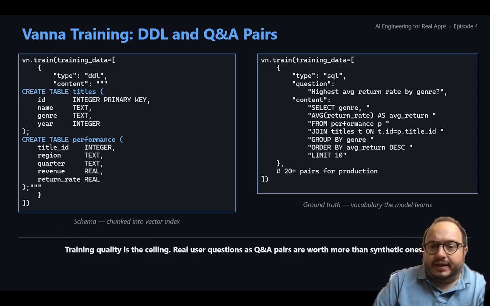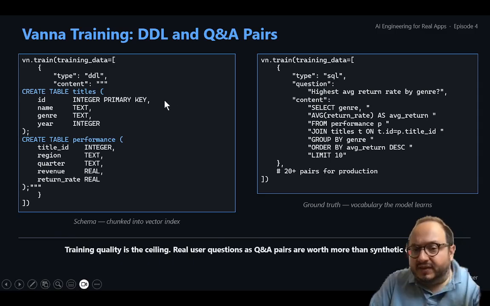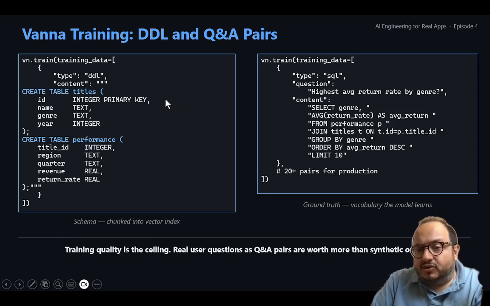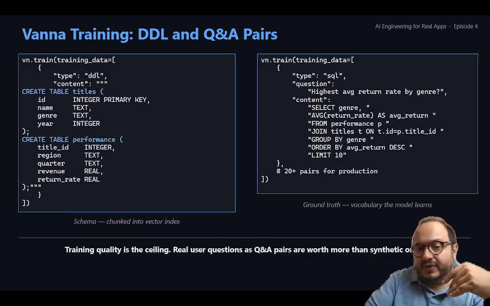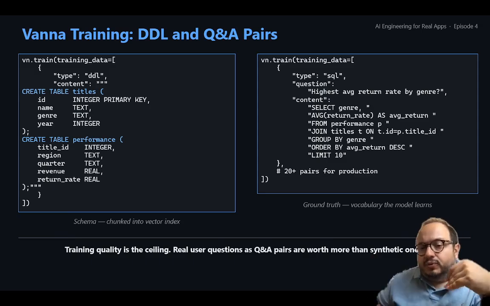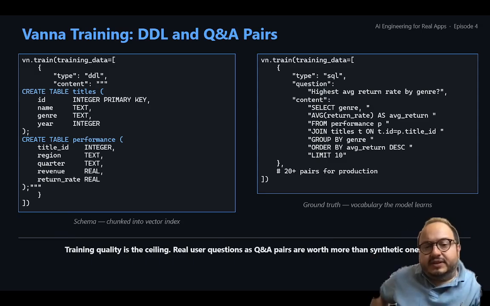You call Vanna train with the type set to DDL, and a string containing your create table statements. Vanna chunks this into a vector index. When a question arrives, Vanna retrieves the most relevant schema fragments. It does not load the full DDL into every prompt. It retrieves only what is relevant to the question. This keeps context size bounded regardless of the schema size.